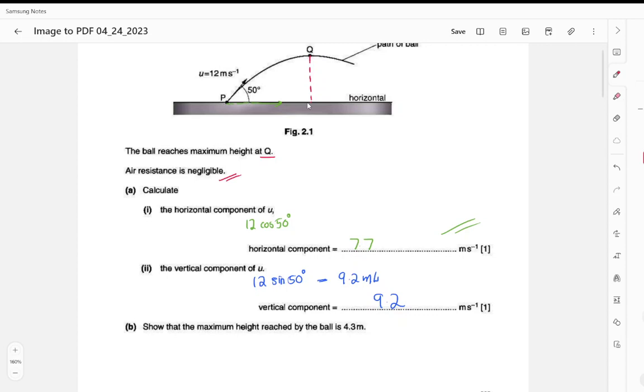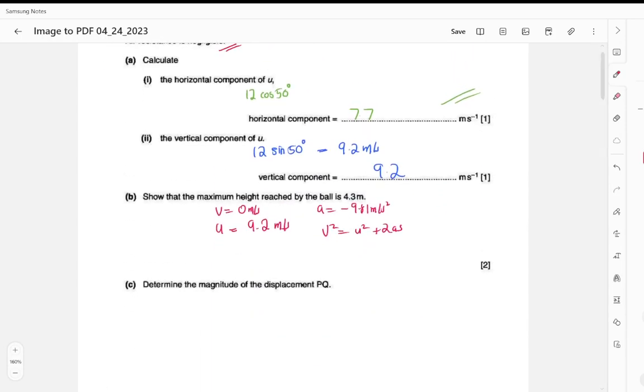So let's see. The final velocity at the top is always 0. That is something we have. So V is equal to 0 meter per second. The initial vertical velocity is actually 9.2 meter per second. We have the acceleration due to gravity, which is minus 9.81 meter per second squared. नेगेटिव इसलिए लिया है बिकॉज ऊपर जा रहा होगा तो स्लो डाउन हो रहा होगा. तो इसका मतलब है कि फाइनली v square is equal to u square plus 2as is just going to cut it for us.